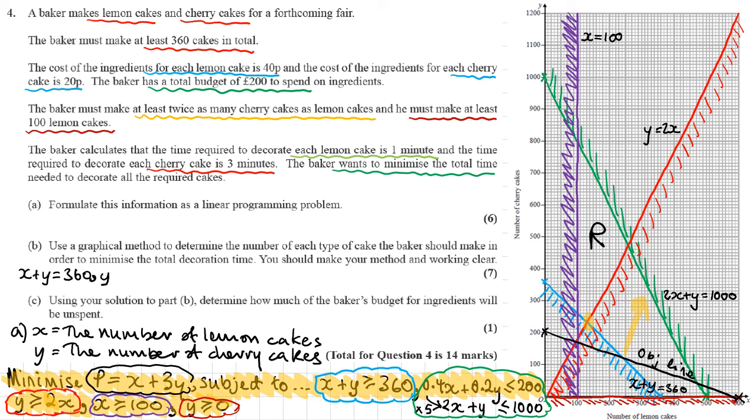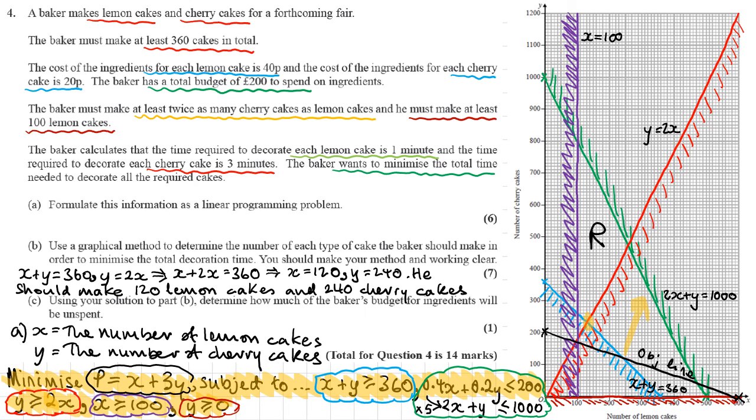So I can take the y is equal to 2x and put it into the first equation. So I'll have x plus 2x is equal to 360. That's 3x is equal to 360. So that's x is equal to 120. If I then substitute that into the second equation, or even just use it in the first one, 2 times 120 gives me y. So y is 240. So the baker should make 120 lemon cakes and 240 cherry cakes.